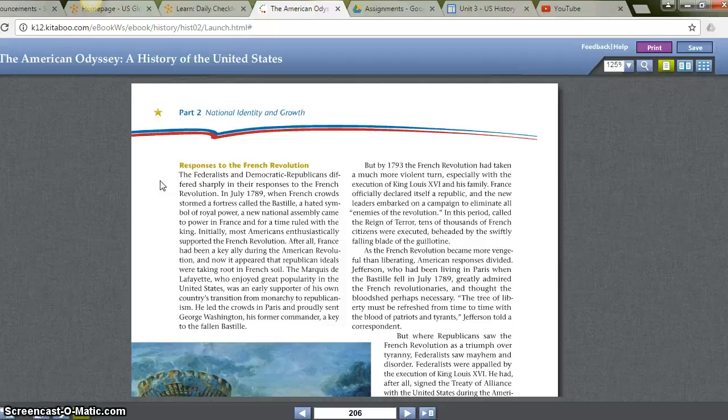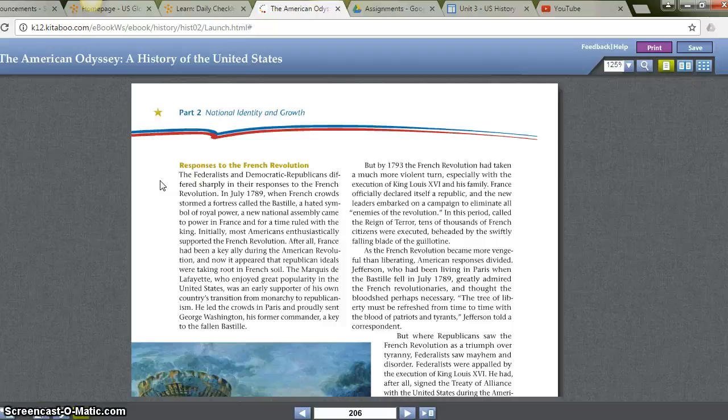But by 1793, the French Revolution had taken a much more violent turn, especially with the execution of King Louis XVI and his family. France officially declared itself a republic, and the new leaders embarked on a campaign to eliminate all enemies of the revolution. In this period, called the Reign of Terror, tens of thousands of French citizens were executed, beheaded by the swiftly falling blade of the guillotine.